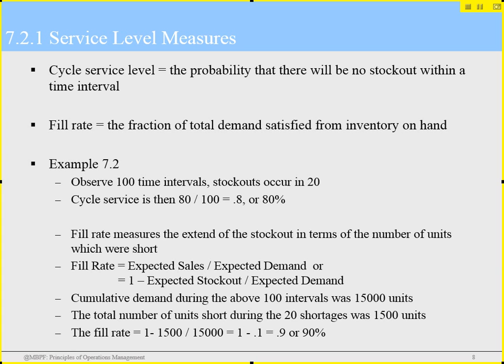Fill rate measures the extent of the stockout in terms of the number of units we were short. Okay, so fill rate is our expected sales divided by our expected demand. So in this example, during our 100 intervals, our cumulative demand was 15,000 units, and the total number of units short during the 20 shortages was 1,500 units. So the fill rate is going to be 1 minus 1,500 divided by 15,000, which is 90%. Okay, so I'll probably give you just a couple of real simple problems with cycle service level and fill rate. So this is going to be a good slide to refer back to.